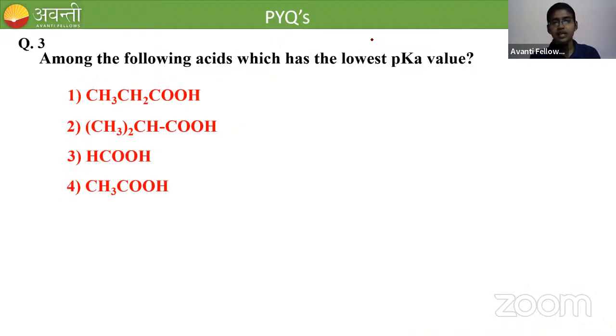So among the following acids, which has the lowest pKa value? So 4 different carboxylic acids are given to you, and you are asked to find out the carboxylic acid which has the lowest pKa value. So how to find out, and if you have found out the answer, just type it in the chat box. Students, those who are watching from YouTube, just type it in the chat box.